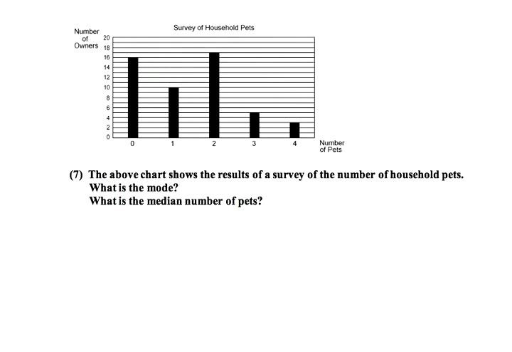Next problem. If you want to try this on your own before seeing the solution, you can pause the screen now. Here you're given a chart that shows the results of a survey of the number of household pets. And first it asks, what is the mode? The mode is the value that occurs most frequently. So here the mode is 2. It has the greatest number of observations.